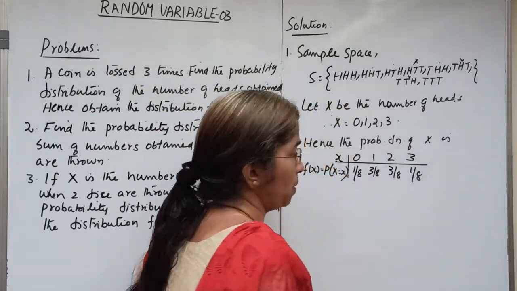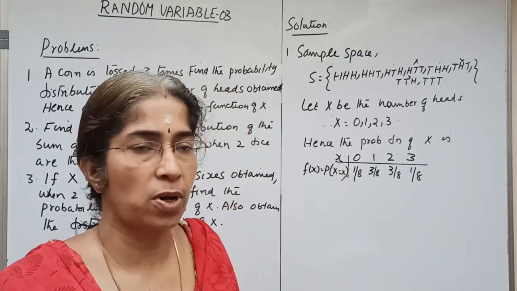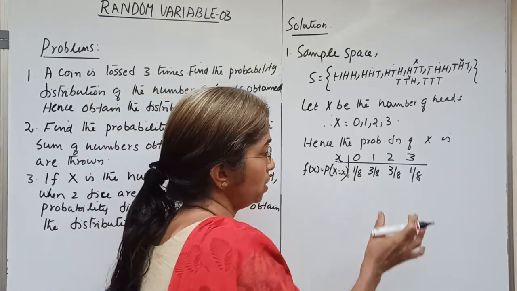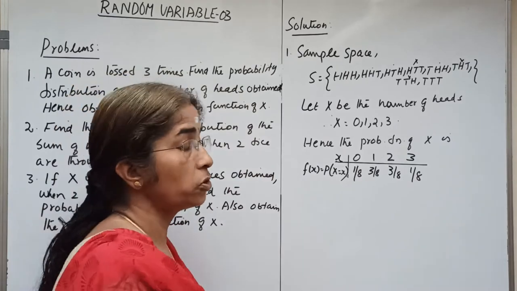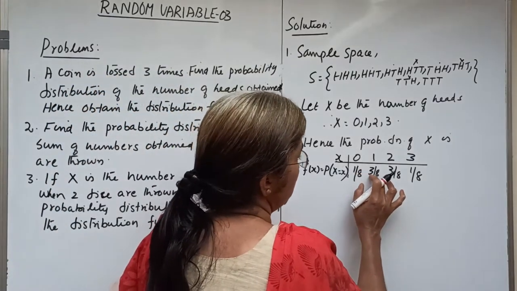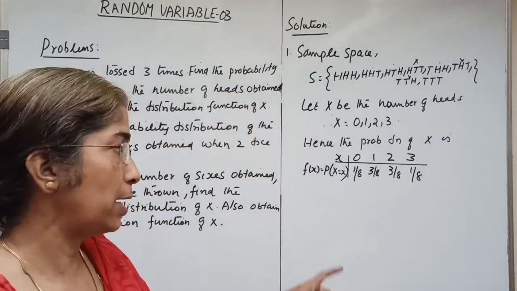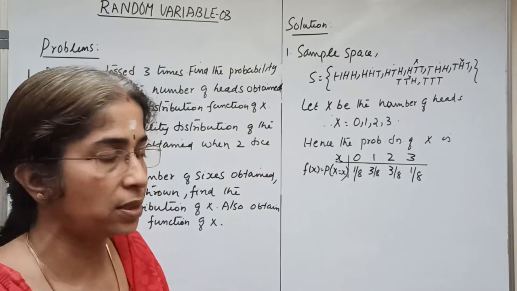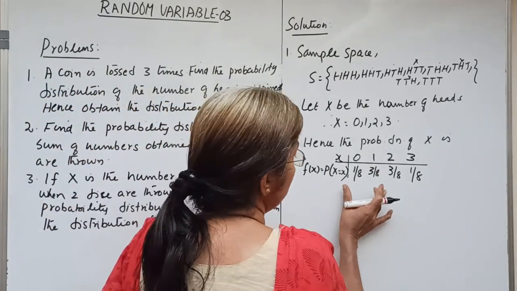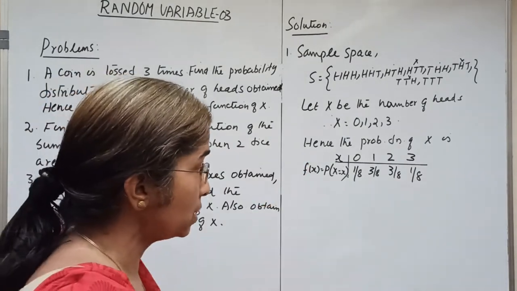When we write the probability distribution, we have to check whether the conditions for probability are satisfied. All these are non-negative first, and the total should be equal to 1. So 1 plus 3, 4 plus 3, 7 plus 1, 8, that is 8 by 8 equal to 1, is the total probability. That is the distribution of X.